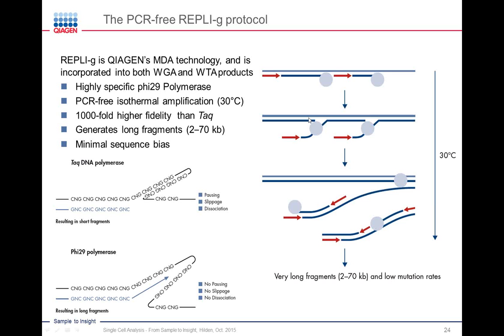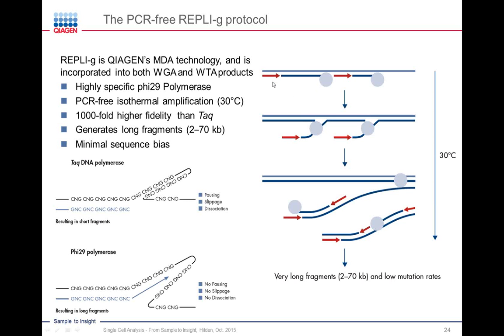So MDA, this could be any MDA, works by annealing random primers, short random primers, to a strand. This could be a first or second strand cDNA, or it could be a gDNA, a long strand, a long chromosome. We have then a DNA polymerase. This is a variant of the phi29 polymerase. It's not a thermostable polymerase. It runs at 30 degrees Celsius. It's a low temperature polymerase that is extremely processive. So it prefers and likes to produce extremely long fragments, starting upwards of 2,000 bases up to 70,000 bases and even on occasion longer.